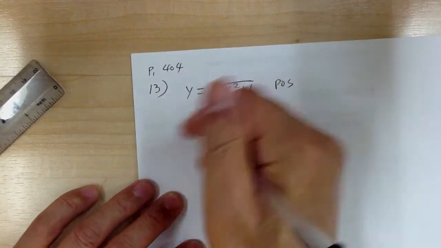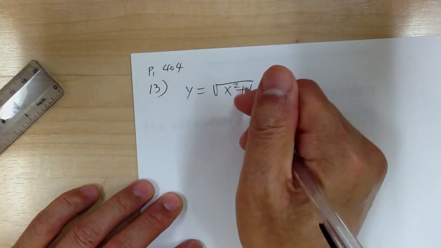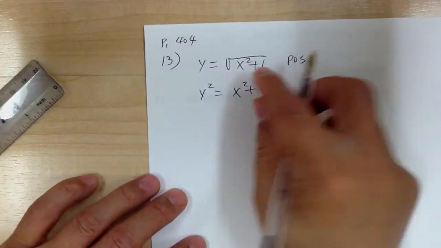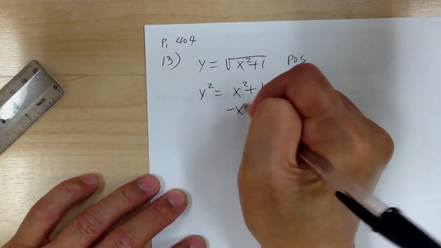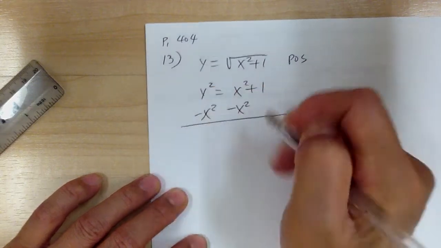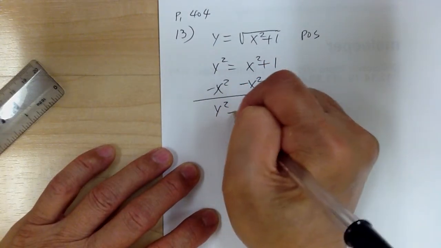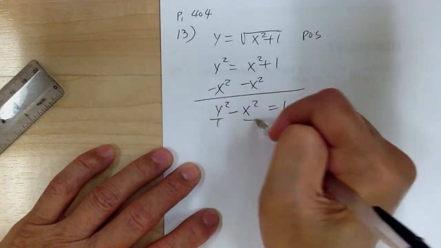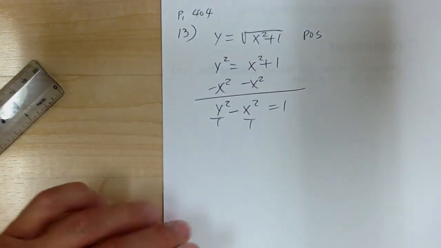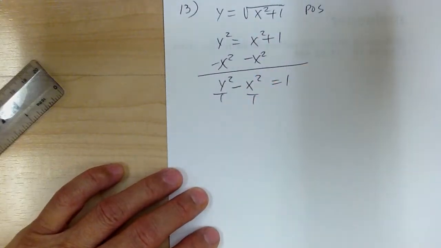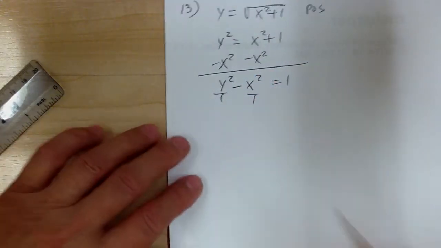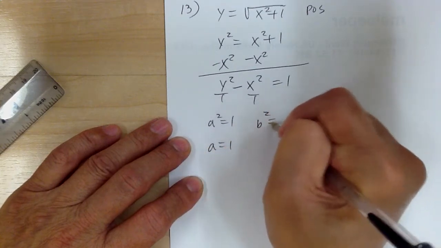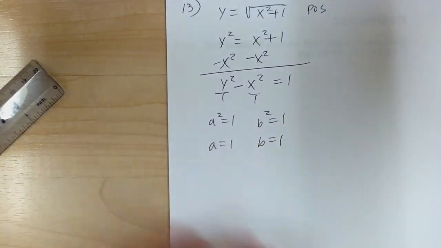Okay, so what we need to do is go and square both sides. So you got y squared equal to x squared plus 1. Right, so square both sides. Then you minus x squared on both sides. So you got y squared minus x squared equal to 1. So I'm going to put over 1. Okay. Hey, so now you can go and graph. Okay. Or get a box. So a squared equal to 1, so a equal to 1. B squared equal to 1, so b equal to 1.